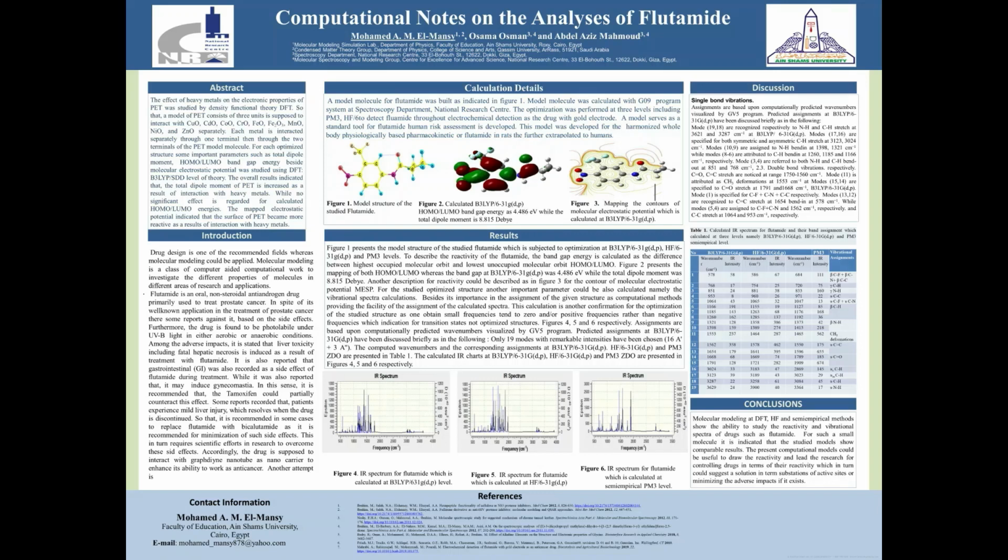The effect of heavy metals on the electronic properties of polyethylene terephthalate was studied by density functional theory. A model of polyethylene terephthalate consisting of 3 units is supposed to interact with copper oxide, cadmium oxide, cobalt oxide, chromium oxide, ferrous oxide, ferric oxide, magnesium oxide, nickel oxide, and zinc oxide separately. Each metal is interacted separately through one terminal, then through the 2 terminals of the polyethylene terephthalate model molecule.